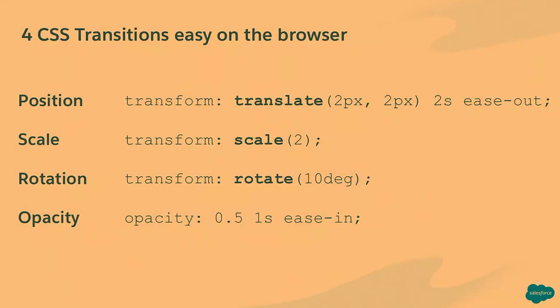But there are 4 CSS transitions that are really easy on the browser and have a very low hit to performance: position, scale, rotation, and opacity. The majority of the animations that I showed you in this slide deck use these 4 CSS transitions and will still result in over 60 frames per second rendering of your interface. So try to stick to these 4 transitions when implementing animation.